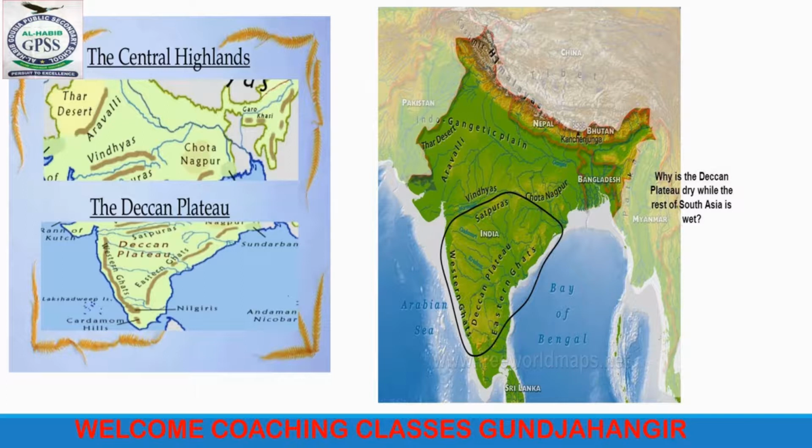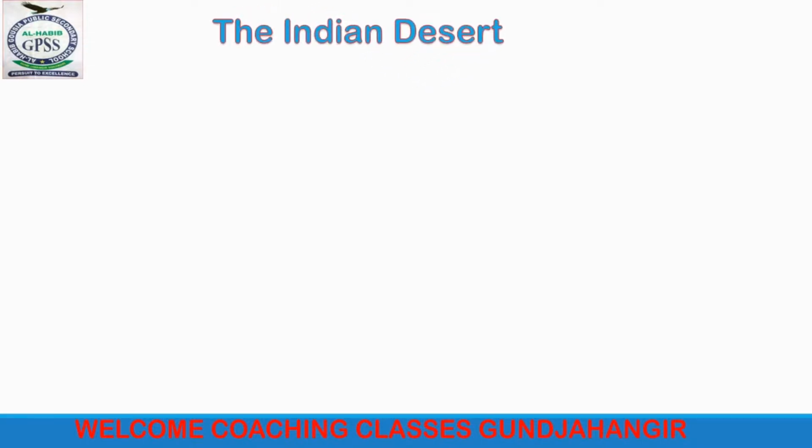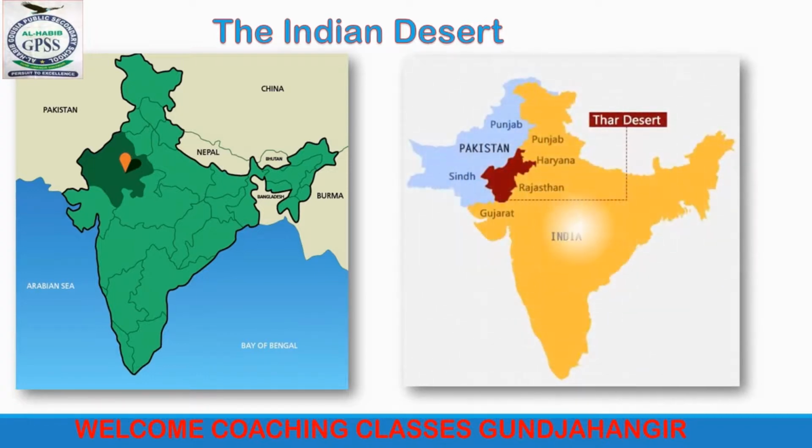Aravalli Hills lie on the western and northwestern margin of the Peninsular Plateau. The Indian desert lies towards the western margins of the Aravalli Hills. It is an undulating sandy plain covered with sand dunes. This region receives very low rainfall, below 150 millimeters per year.